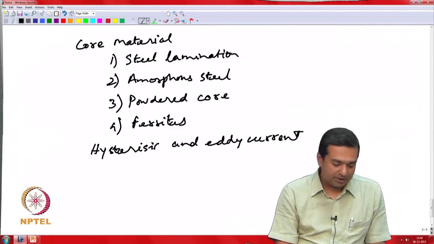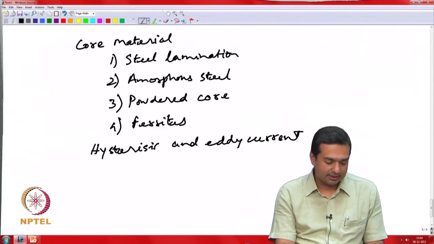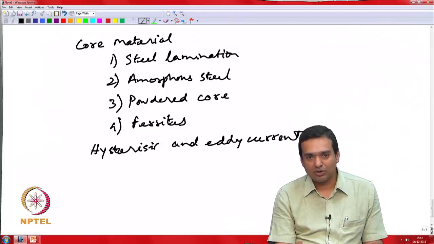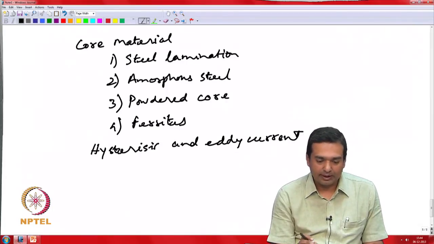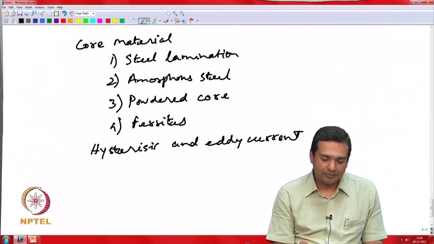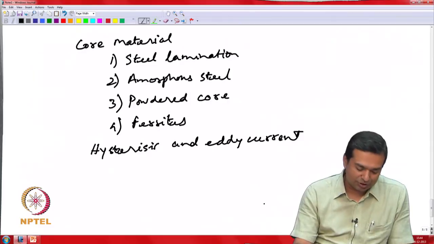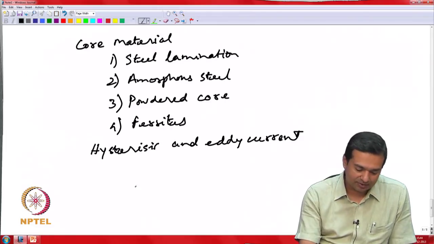And it depends on the material that is used in the laminations, the resistivity of the material, whether you are using powdered cores, the geometry. So the finer, thinner laminations would have lesser losses. The Steinmetz equation is used to model the core loss as a function of flux level and frequency.